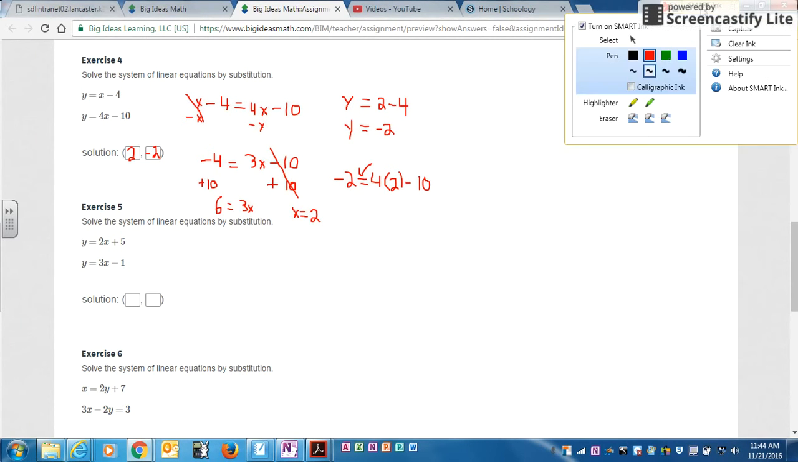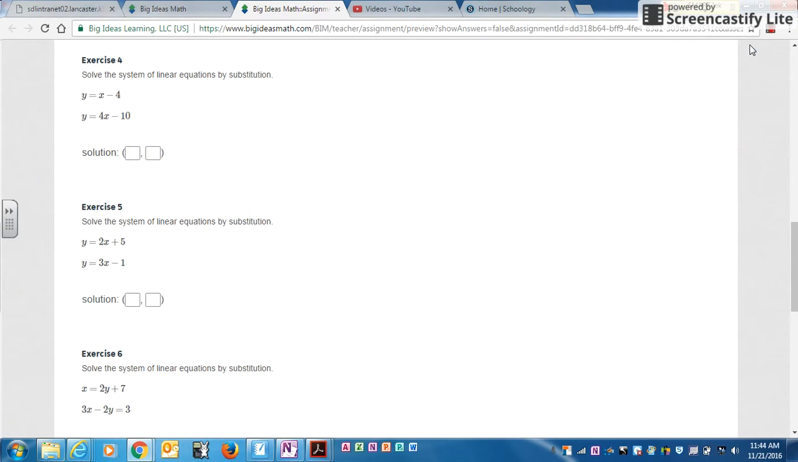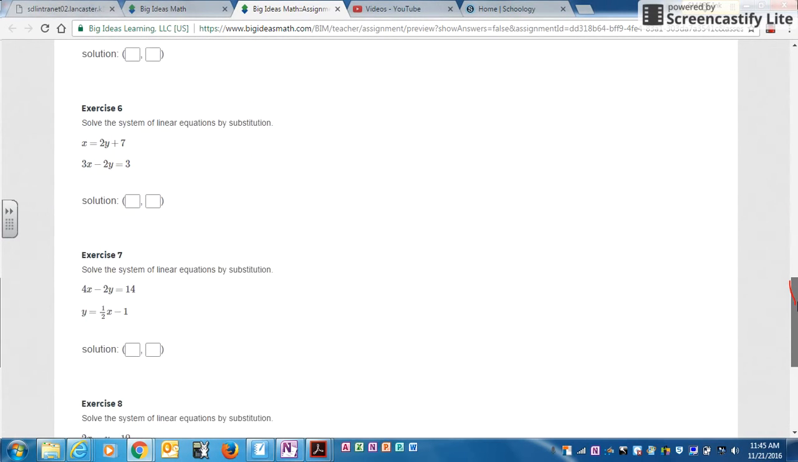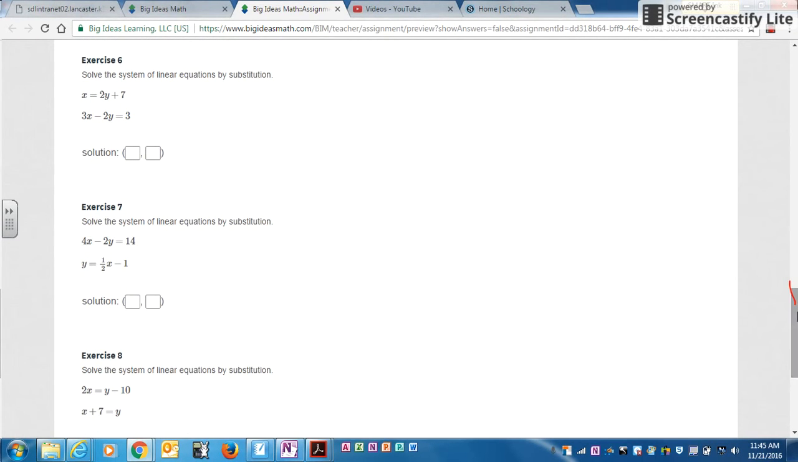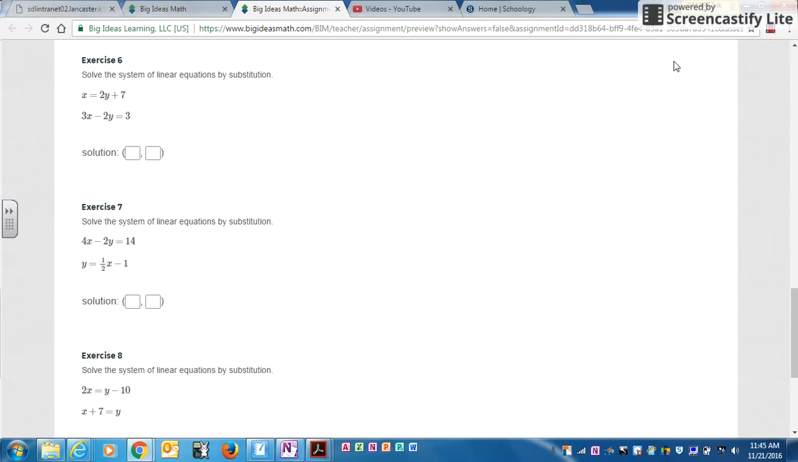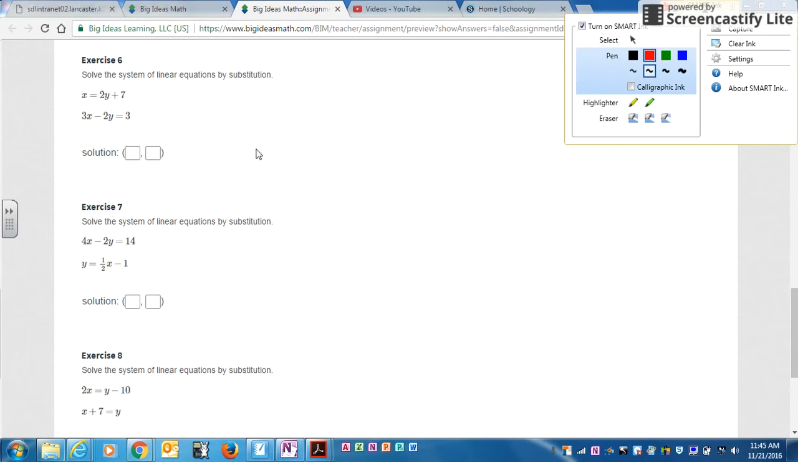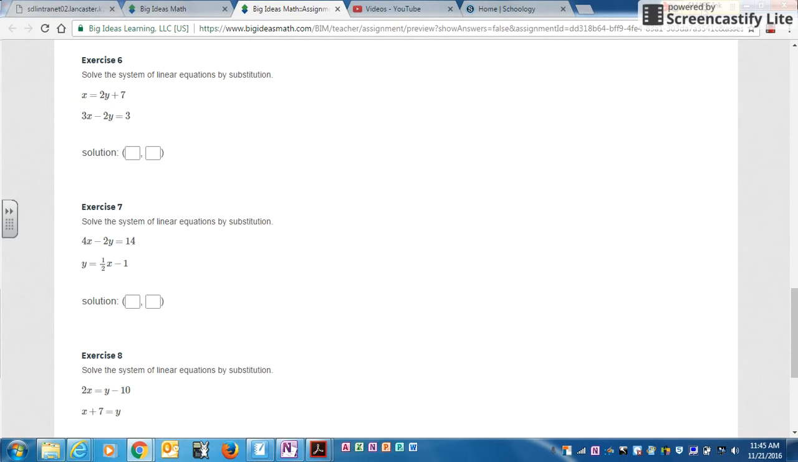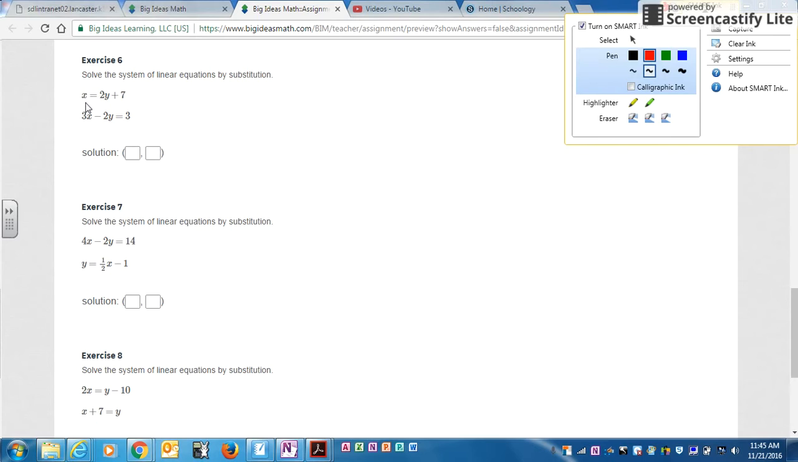Okay. Now I need to clear that, and I'm going to go down to do one more example here. Hopefully you can do this one and this one on your own, based on what I just told you. But now we have ones that are a little bit more difficult because you're going to have to use the distributive property. So let me do one of those examples. Exercise 6. Okay, so x is equal to 2y plus 7. 3x minus 2y equals negative 3. Find the isolated variable. That's this one, the top one, right here.